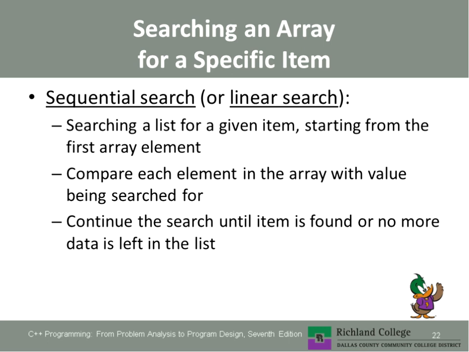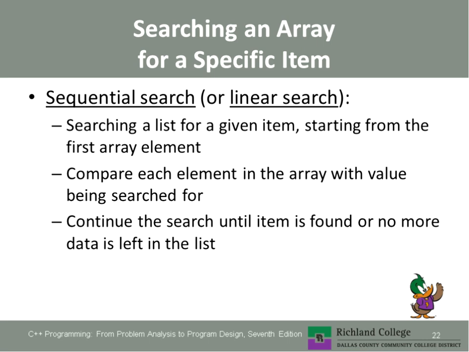Then we need to look at different ways of searching through an array. We need to look at the names and what the algorithm is, basically the pseudocode for an algorithm of a particular name. In this case, we have sequential search, or linear search. How does that work? Searching a list for a given item starting from the first array element, we compare each element in the array with the value being searched for. Continue the search until the item is found or no more data is left in the list.